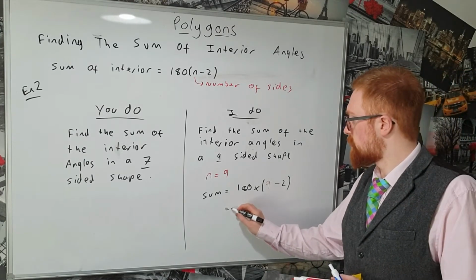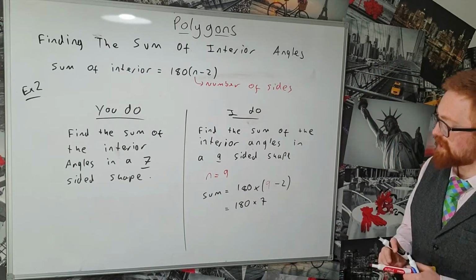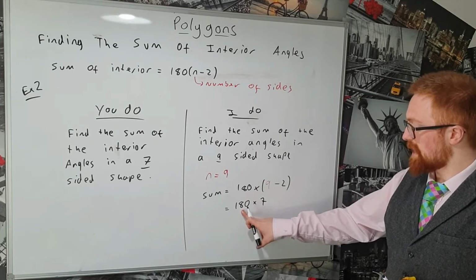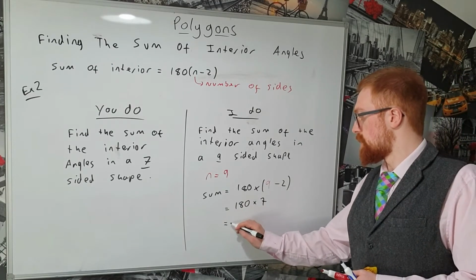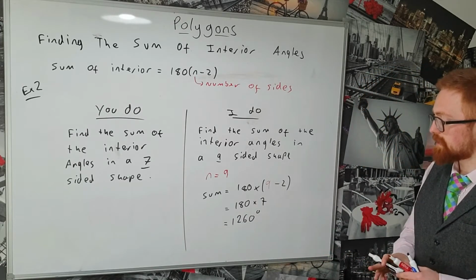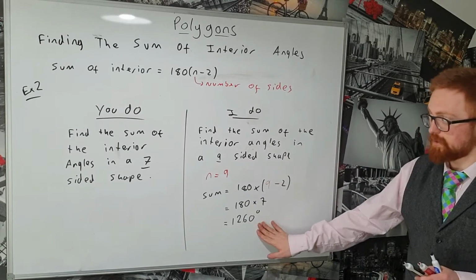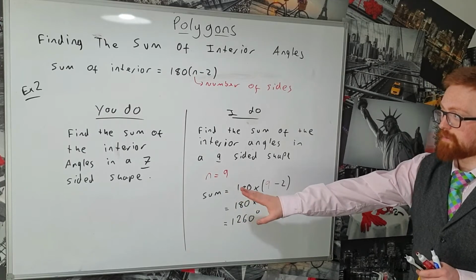Well, 9 minus 2 is 7, so I'm going to do 180 times by 7, and 7 8s are 56, so I've got 560 plus the 700 gives me 1260 degrees. So the sum of the angles in our 9-sided shape is 1260 degrees. Pause now if you just need a little bit of time to finish off your question.